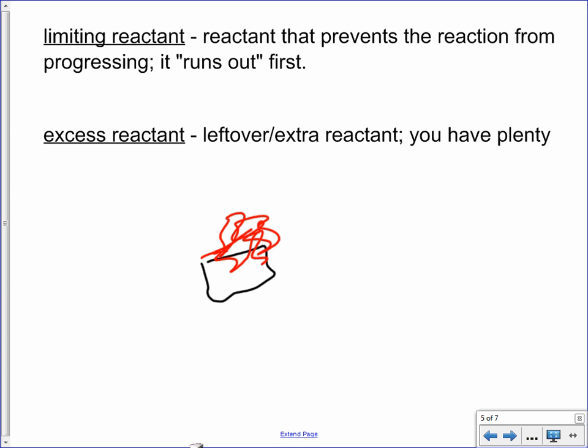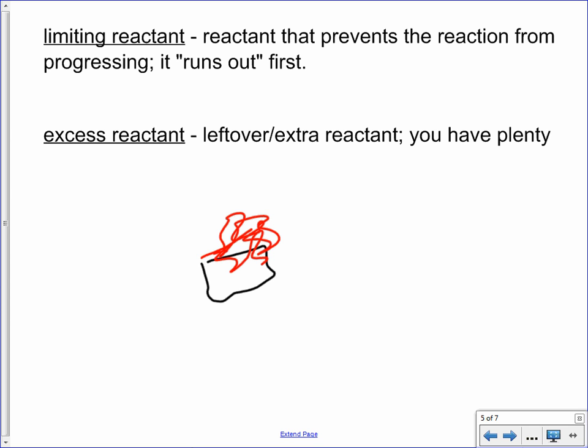Now, the only exception would be if you were to cover up the burning paper with a box or something that smothered out the fire, which basically means you're cutting off the oxygen, in which case oxygen would be the limiting reactant, and your burning paper would be the leftover reactant, or the excess. So those are generally the two key terms for this section. We're going to learn how to calculate limiting reactants now.